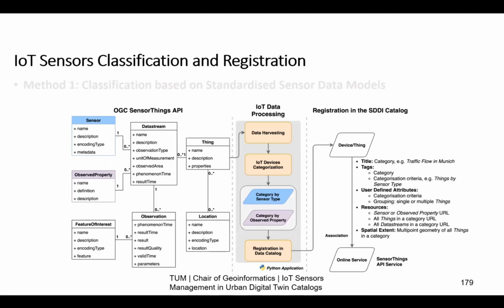So one approach that we have is using standardized data models to try and group these sensors, like the SensorThings API, where we group all the devices that share the same sensors or the same observed properties. So we could say, for instance, all devices that have an inductive loop detector or all devices that measure temperature. We group them and we use these groupings to create metadata entries.